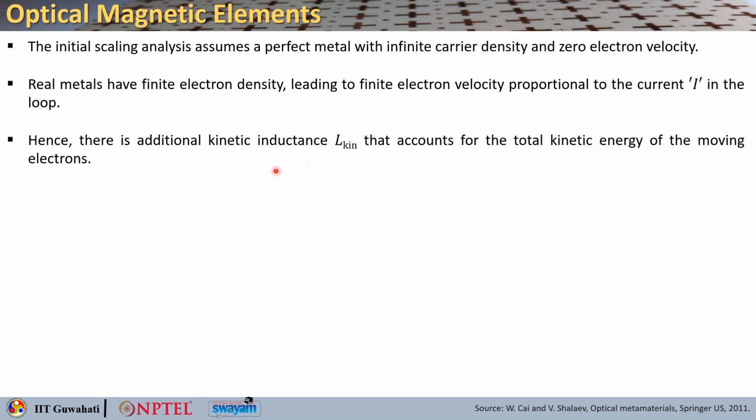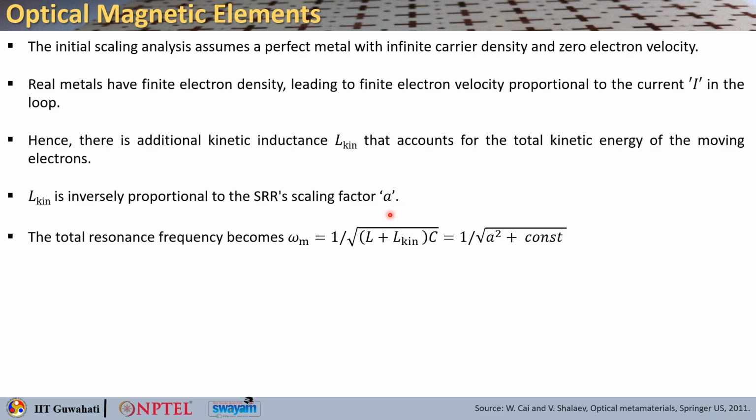loop. Hence, you also have to think of an additional kinetic inductance, L kinetic (L_kin), that will account for the total energy of the moving electrons. Derivations will show that this additional inductance L_kin is also inversely proportional to the scaling factor K. As a result, the magnetic resonance frequency omega m will now take this particular form: you need to write it as 1 over square root of (L plus L_kin) times C.